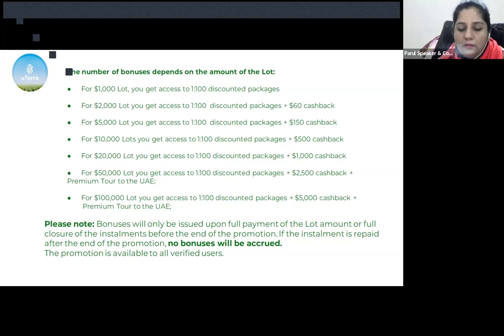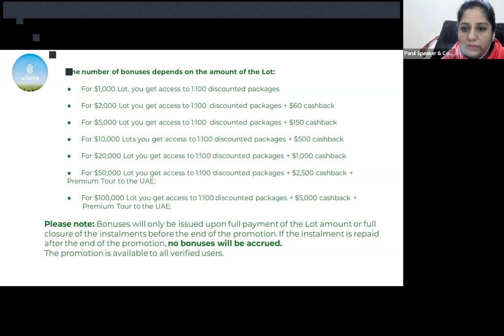It was in a table, so it will be clearer to you in the slide. If you go for the $5,000 package, you will get access to a 1:100 discounted package. This is a coupon plus $150 cashback. This $150 and this coupon of 1:100, you can utilize in buying UST, not in uTerra.